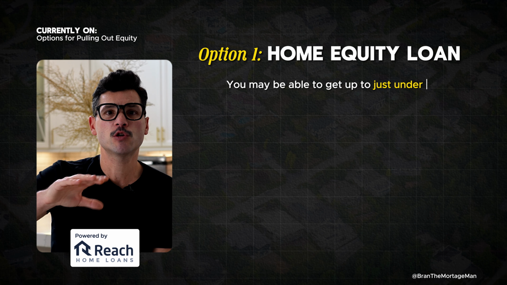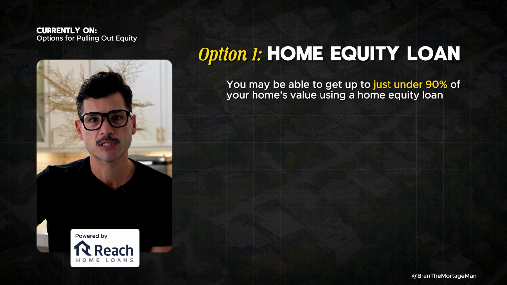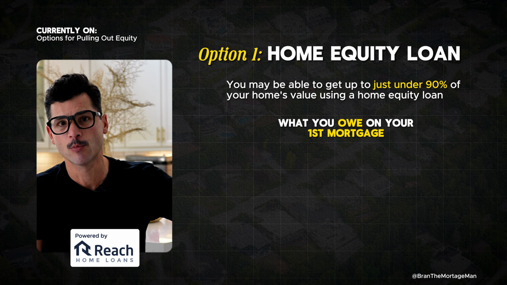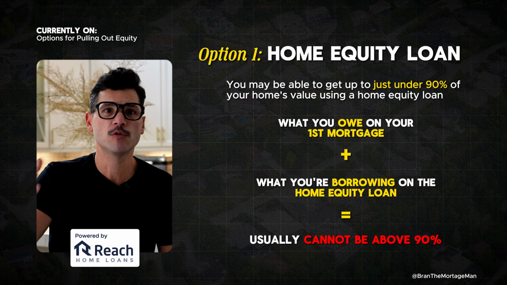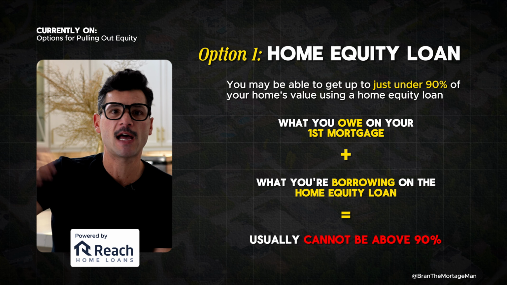And in most cases, you can go up to just under 90% of your home's value using a home equity loan. So it would take what you owe on your first mortgage, add it to what you're borrowing on this home equity loan, and together those two things, in most cases, can't go above 90%.